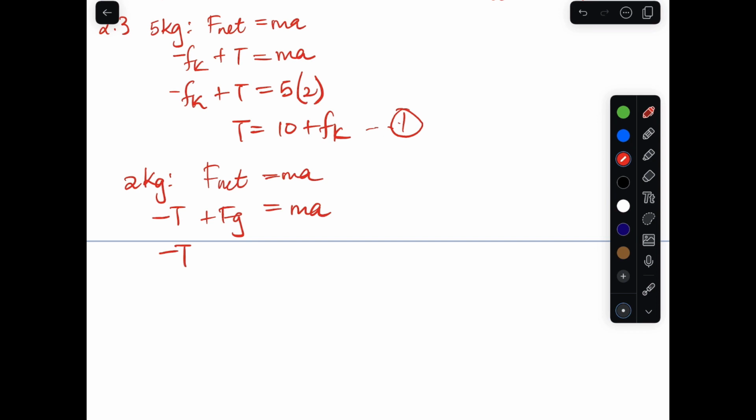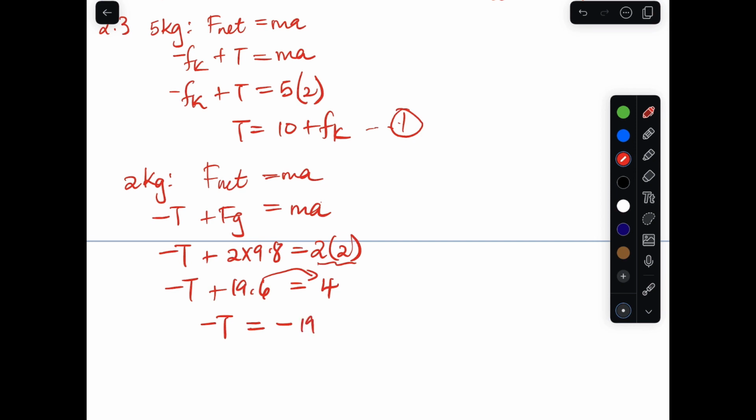The tension force we do not have, and the Fg is going to be the mass times gravitational acceleration, 2 times 9.8. Then the mass is 2 and the acceleration is 2. So it's going to be negative T plus 19.6 equal to 2 times 2, which is 4. And then what are we going to have here? It's going to be negative T equal to, when you transpose this to this side, 19.6.